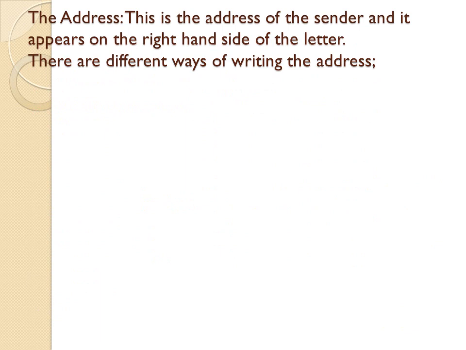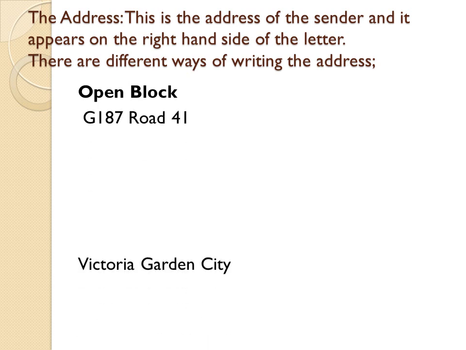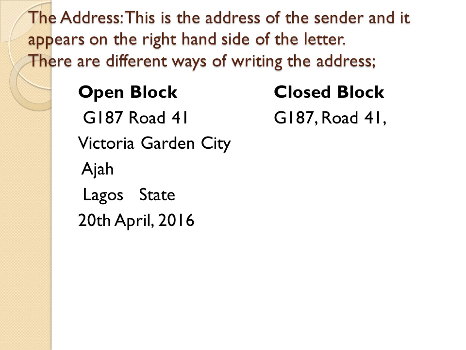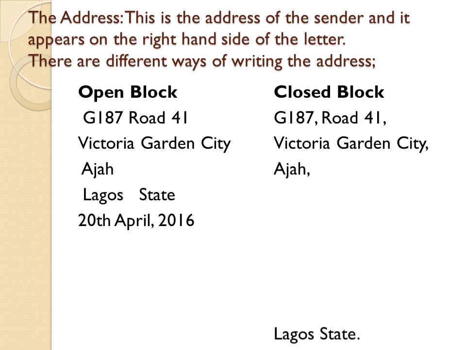We first take the address. How do you write the address? This is the address of the sender, and it appears on the right hand side of the letter. So the writer of the letter will write his address. You have what we call open block. We also have what we call closed block.